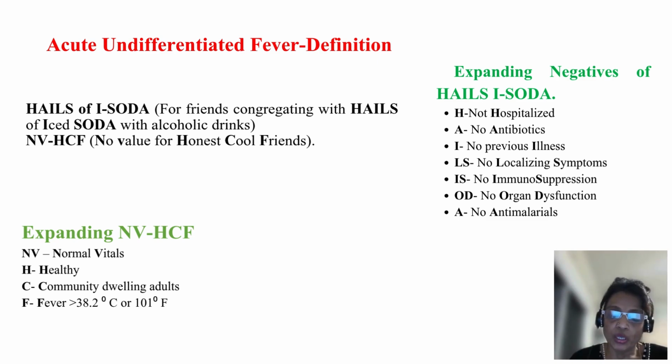Then expanding this NVHCF, NV is normal vitals. H is previously healthy patient. C is a patient from the community dwelling. And F is fever of more than 38.2 degrees Celsius and 101 degrees Fahrenheit. So if any clinical scenario has to get this tag as acute undifferentiated fever, they should fulfill the following conditions. So this is the definition of acute undifferentiated fever.